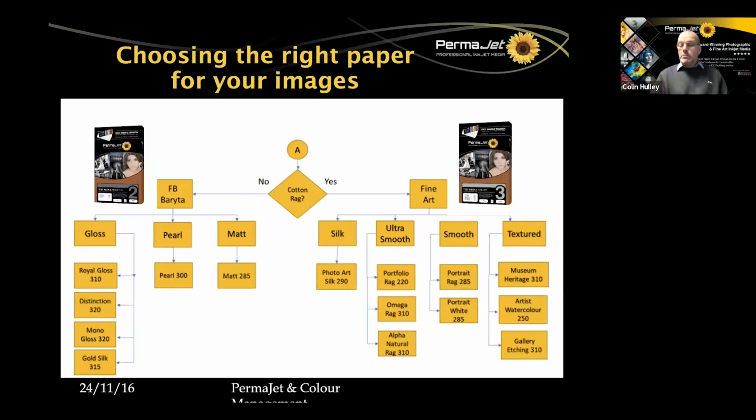You've then got two more. One is Artist Color, Watercolor 250 and Gallery Etching 310. These are heavily textured papers. Artist Watercolor, I would call a pronounced texture that protrudes from the base. And Gallery Etching is what I would call a dimpled texture. It goes into the base. Now, they are quite pronounced.